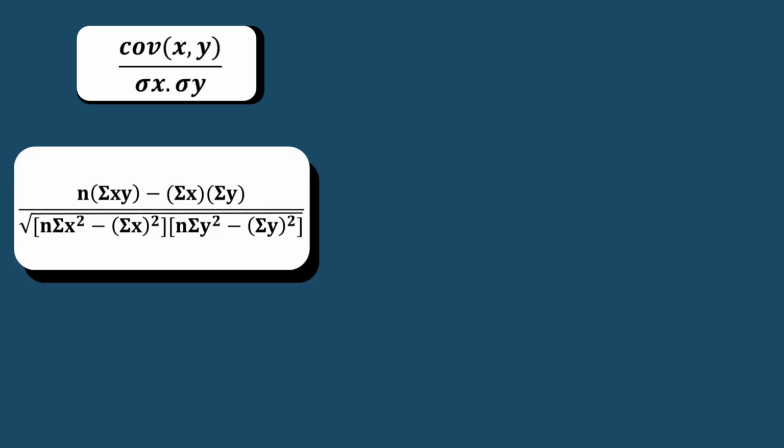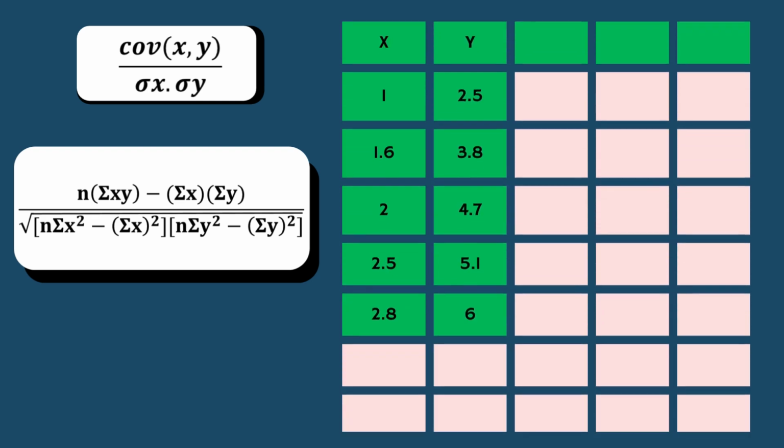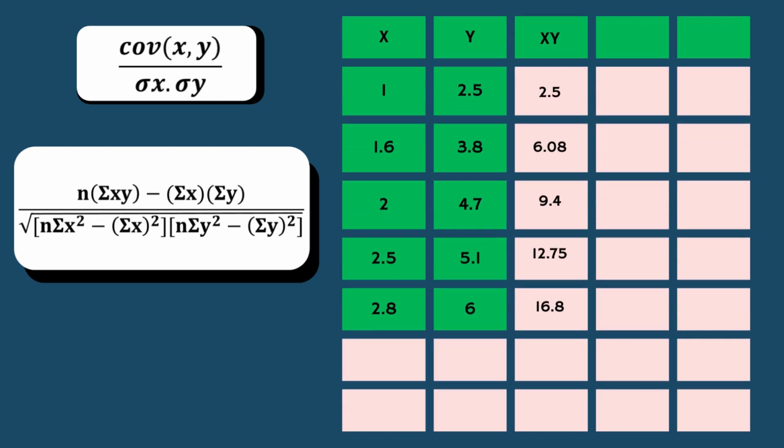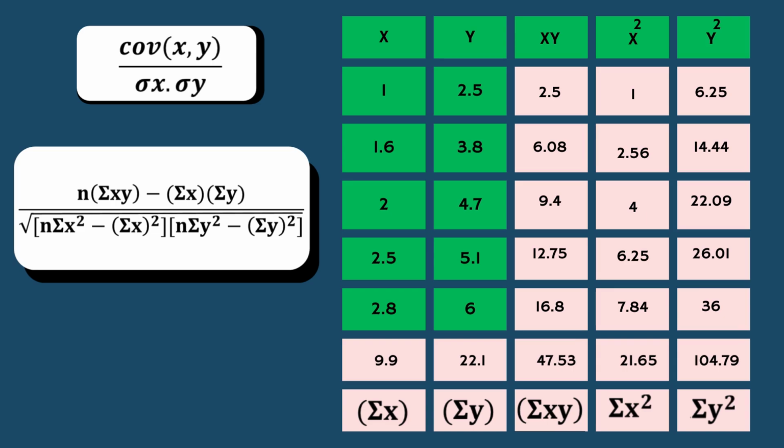Let's do the calculation of each part on the following data. Multiply both variables in one column, and in two more columns, take the square of each variable value. Finally, take the sum of each column. Put them in the equation. With n equal to 5, we will get the Pearson correlation coefficient, that is R, as 0.9899, which is almost equal to 1, and it shows positive correlation.